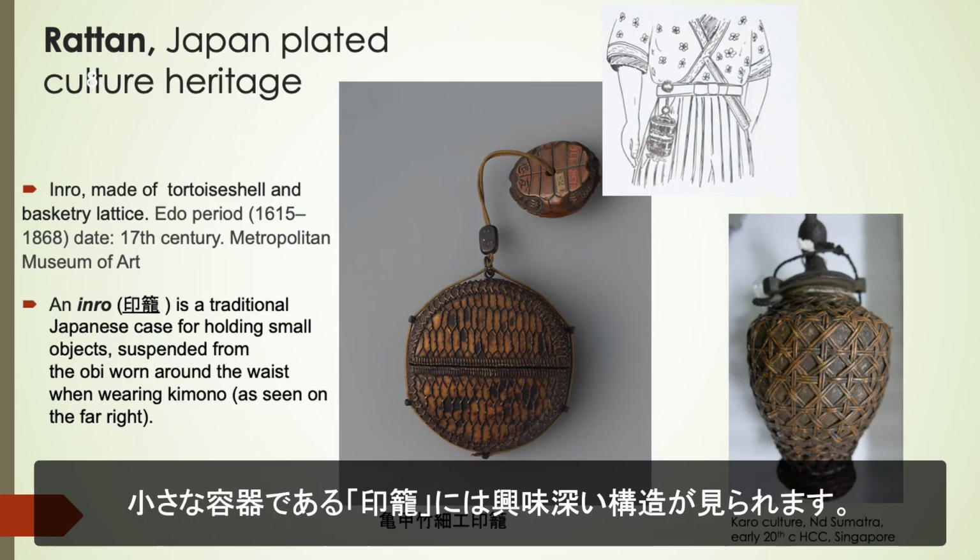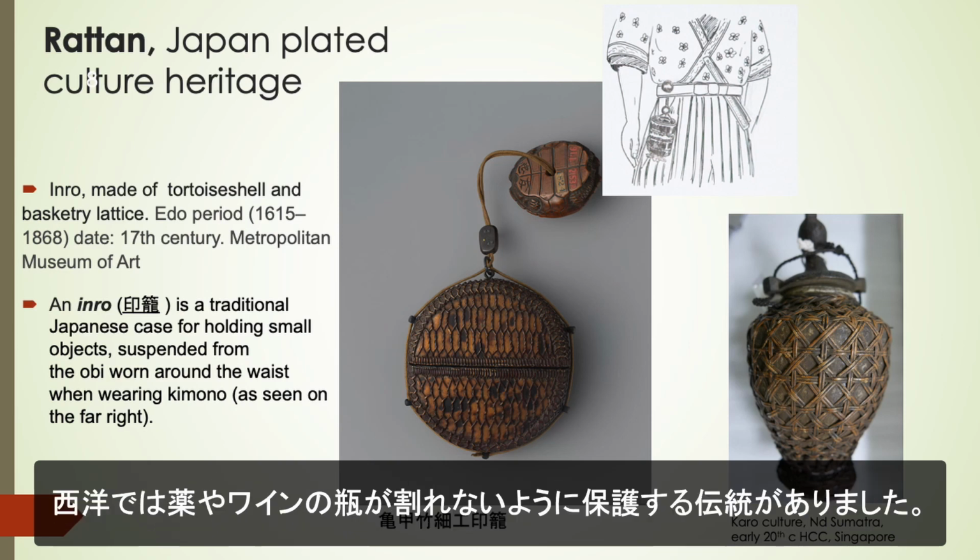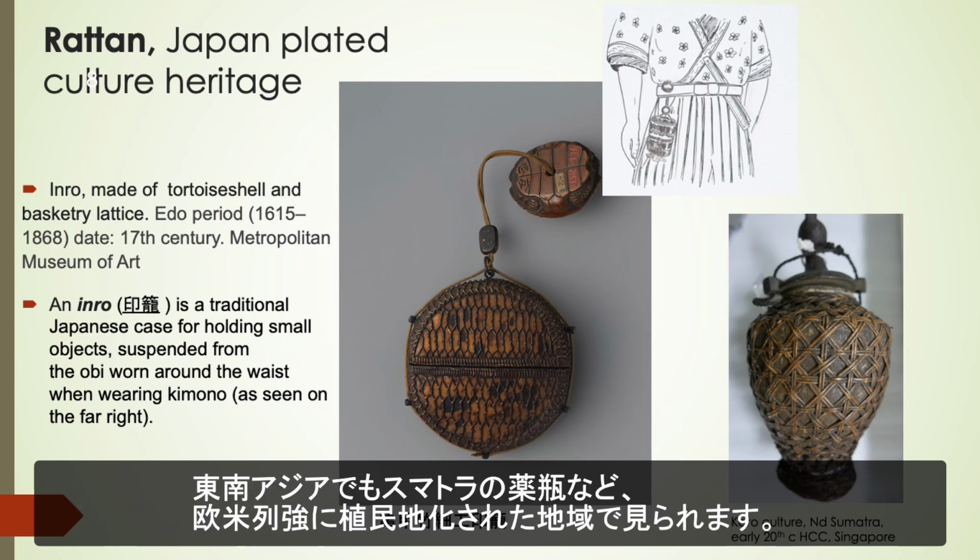Another example of a very interesting object is inro, a small container which was used as a purse. What is interesting about it is that here a tortoise shell is wrapped in rattan lattice. And the concept is not unique to Japan. It is attributed to a Western tradition of protecting medicine or wine bottles from breaking. And examples can be also seen and encountered in Southeast Asia in areas which were under Western colonization. As you can see, example from Sumatra, which is part of the collection in Singapore.